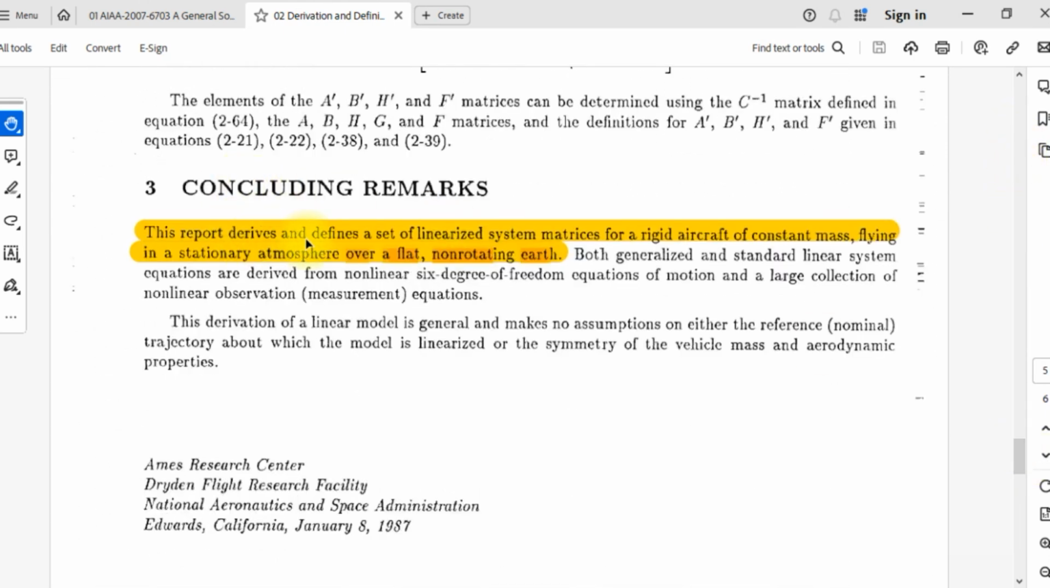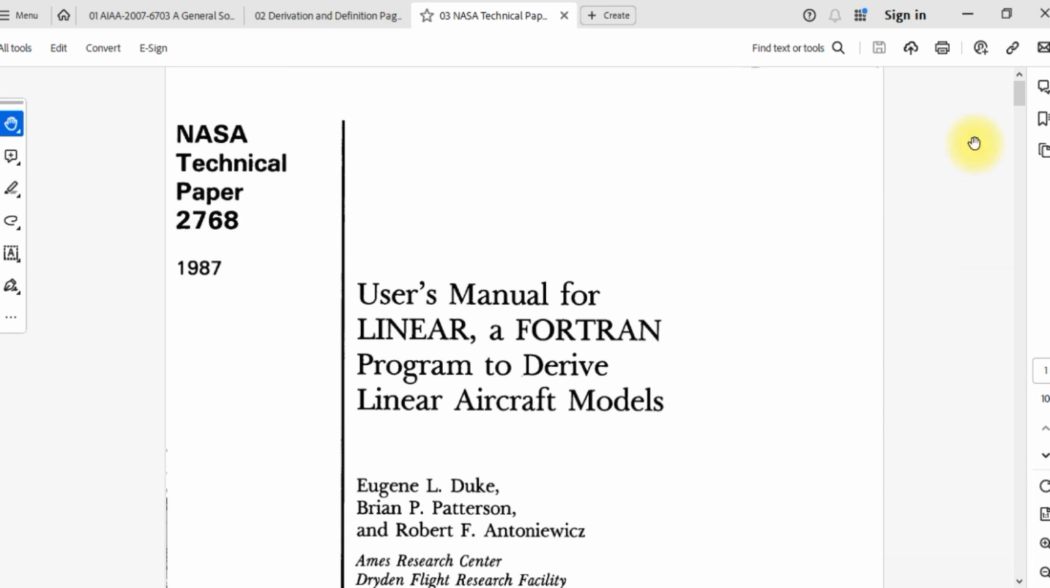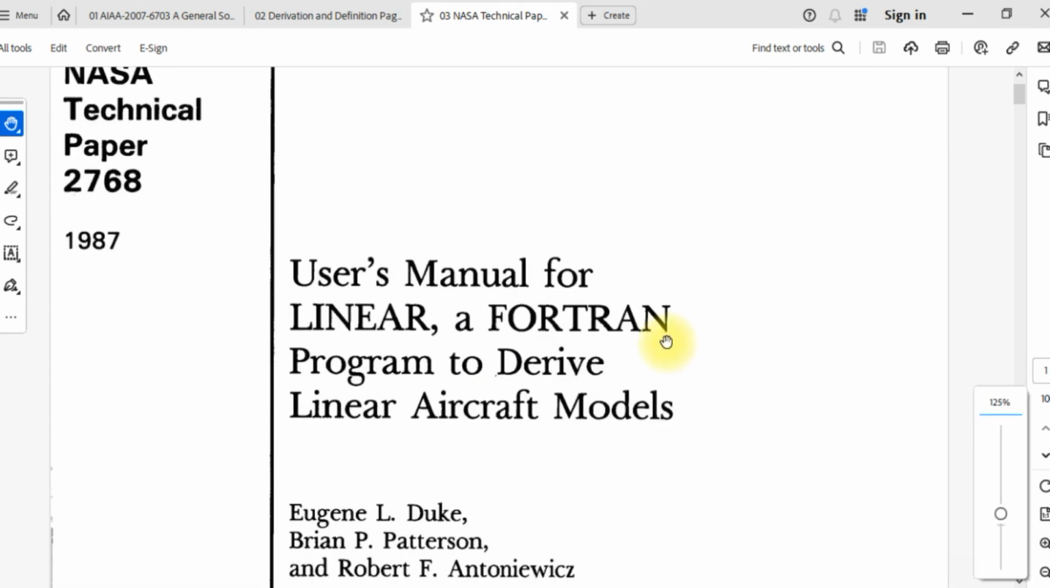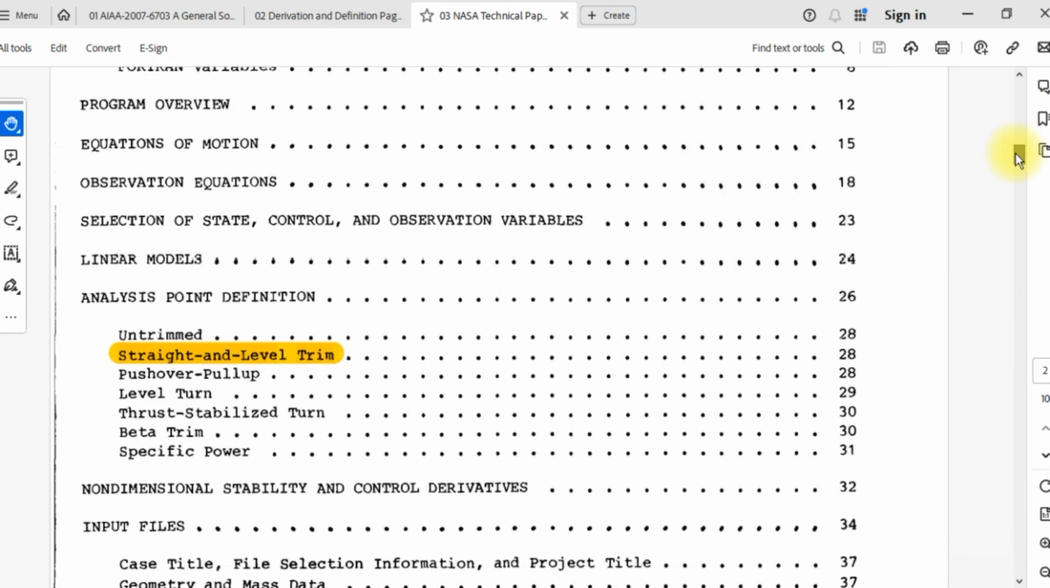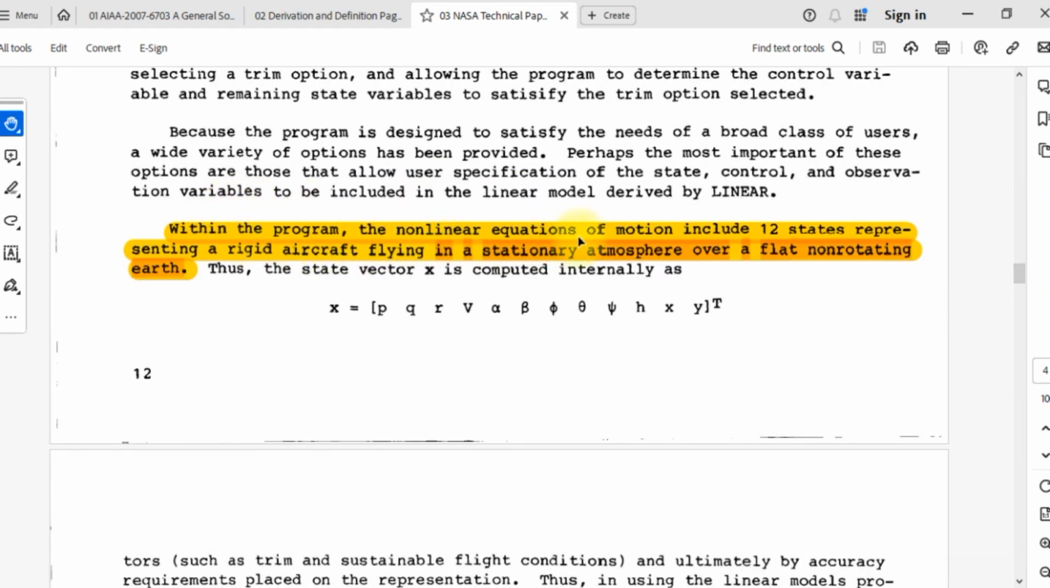This report derives and defines a set of linearized system matrices for a rigid aircraft of constant mass flying in a stationary atmosphere over a flat, non-rotating Earth. This is the other one; I had seen this one before. It's a user's manual for a linear Fortran program to derive a linear aircraft model and straight and level trim. Within the program, the nonlinear equations of motion include 12 states representing a rigid aircraft flying in a stationary atmosphere over a flat, non-rotating Earth.